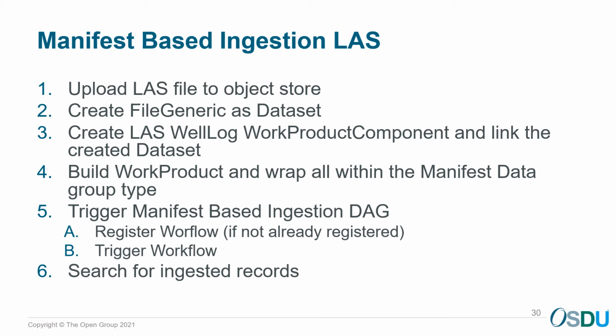First, we need to upload the LAS file to the object storage. Note that the end goal of this step is to make the file record available in the permanent area. Then, we need to create a file generic and add it to the manifest as a dataset. Then, we need to build the well-log work product component and link the LAS file metadata record as a dataset. Then we build the work product and wrap all in the manifest data group type.